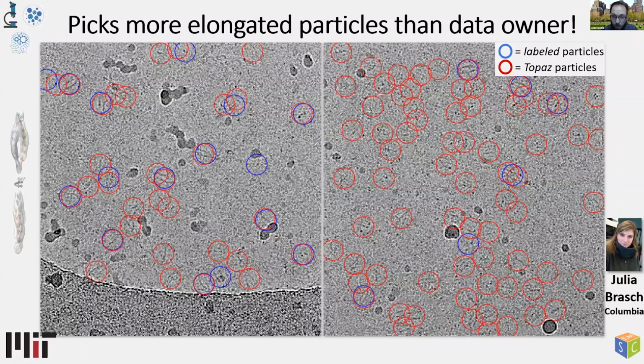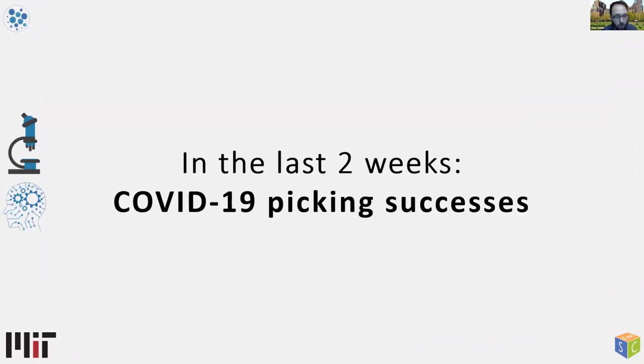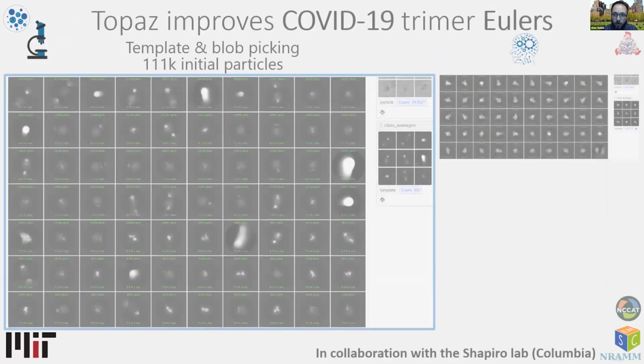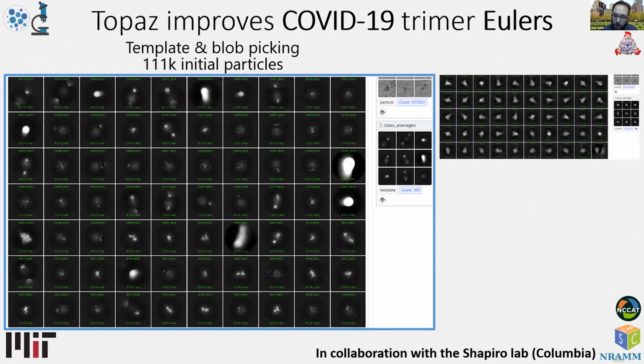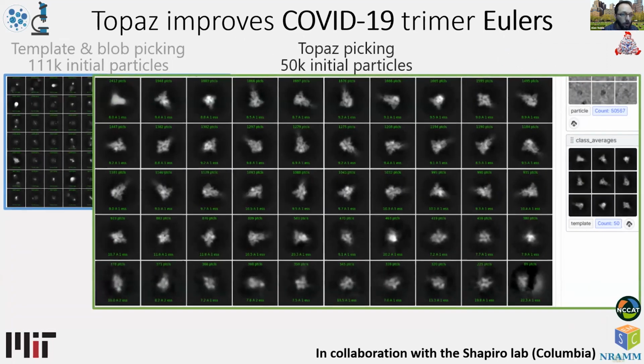All right, and a couple weeks ago, so I get to show you some COVID picking successes here. We went ahead and we're collecting through NCCAT and in collaboration with the Larry Shapiro lab, several COVID data sets with various ligands and antibodies bound. And here we are taking all our team at NCCAT, at SEMC, and in NRAM. Oops, sorry, I'll go back.